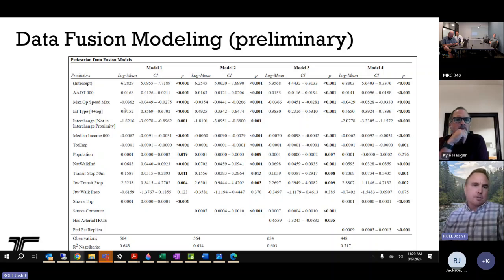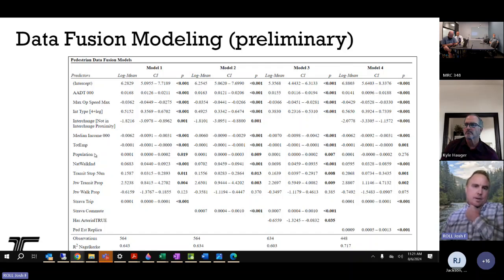Intersection characteristics, so 4-leg versus 3-leg, interchanges, a lot less volume expected. And then some of the sociodemographic information here: the higher the income, at least at the block group level at that intersection, the less pedestrian volume. More employment, this is a spurious one too. It's significant, but it's telling us that pedestrian volume is going to be less in higher employment areas. We may need to specify this feature differently, maybe look at density, maybe look at different types of employment.